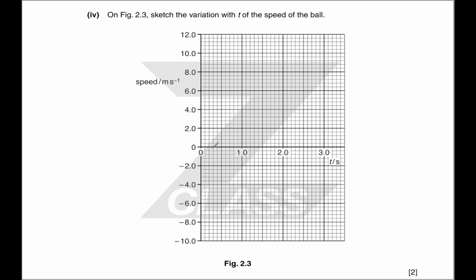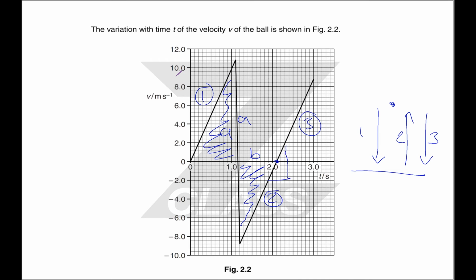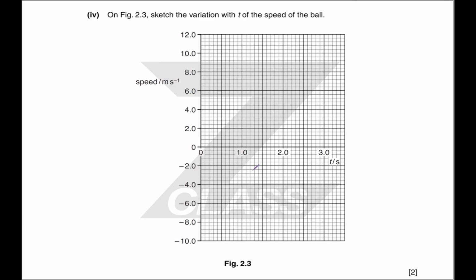Sketch the variation with t of the speed of the ball. So speed is just the magnitude of the velocity, right? And so all that means is that when the velocity is negative, you still have a positive speed, because speed is always positive. So you're just going to essentially flip this section of the graph up so that it would be a spike in the upwards direction rather than the downwards direction. That's all you're looking for there.